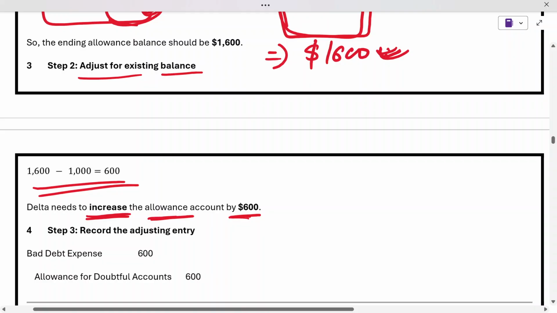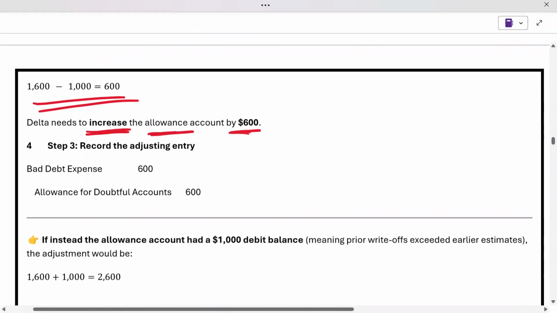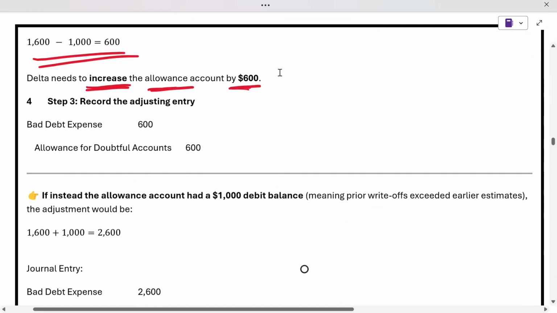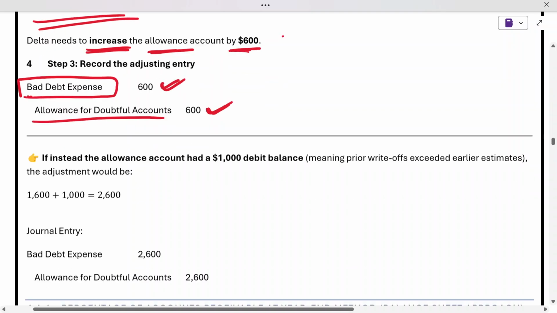Now you need to pass the accounting entry. This $1,000 was already there, so we need to pass the accounting entry for the balance amount, right? The balance amount is $600. So the accounting entry will again be bad debt debit and allowance for doubtful debts credit. So we pass this entry: bad debt debit to allowance for doubtful debts. So this entry has been passed.